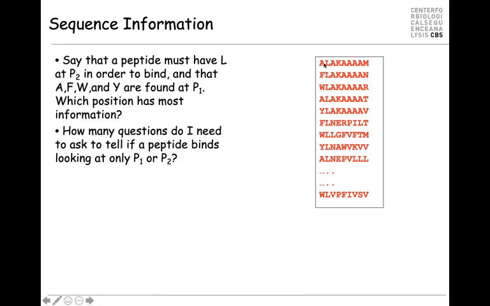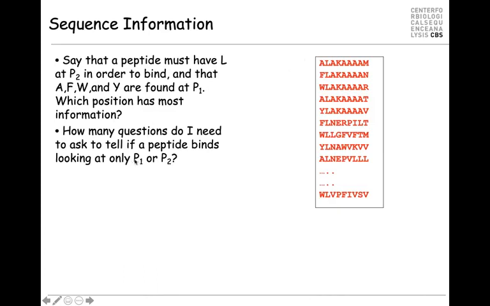If you look at P1, you can have any of those 4 amino acids, A, F, W, or Y, right? So which position, P2 or P1, has the most information? You can reformulate that question by saying, how many questions do I need to ask myself if I come with a new peptide and I know the rules from up here to tell if it's a binder or not?